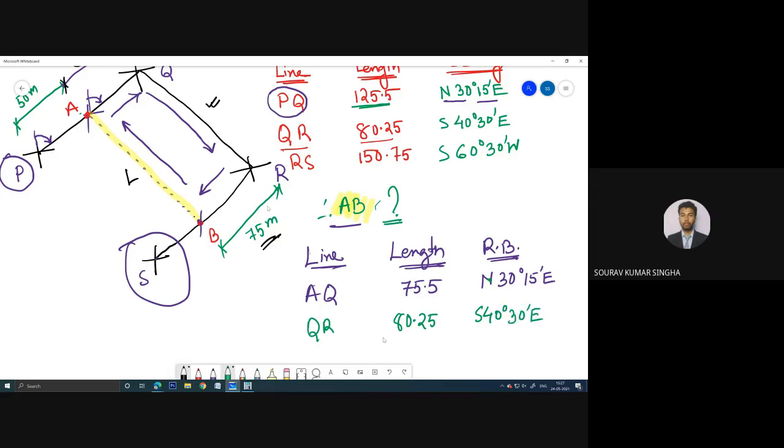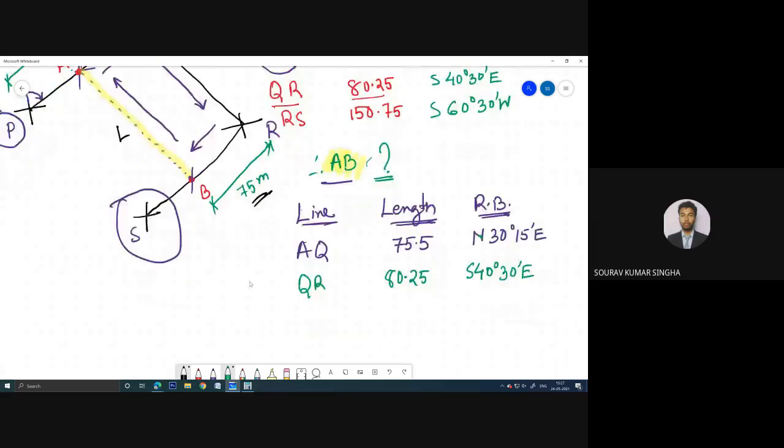Now what is the next part? RB. Just you need to go through your drawing. This is my drawing. I have already completed up to this part. Then this RB. Now just write RB, and what is the length of RB? It is given, 75 meter.